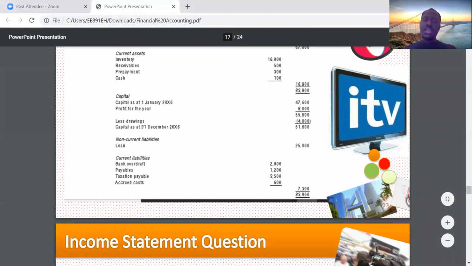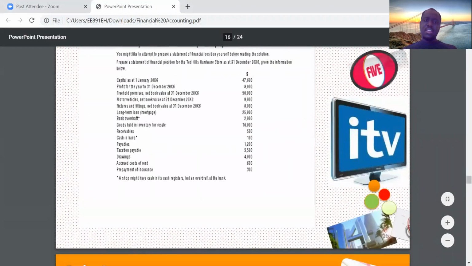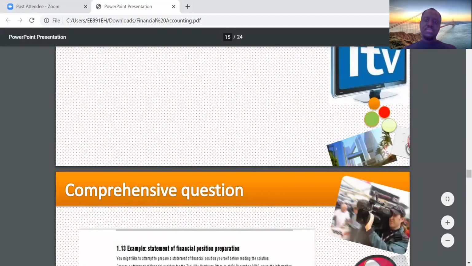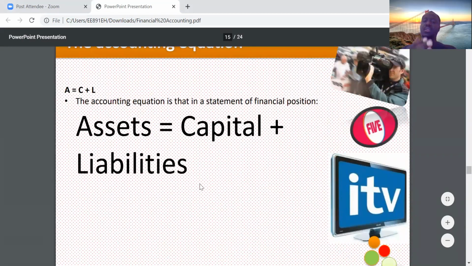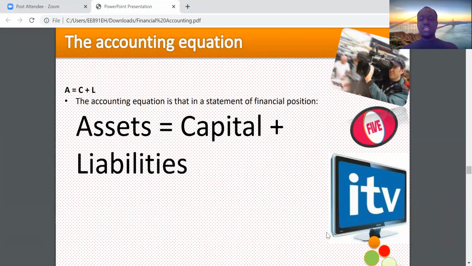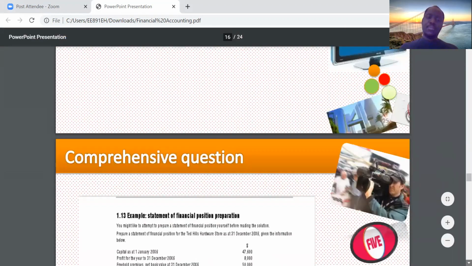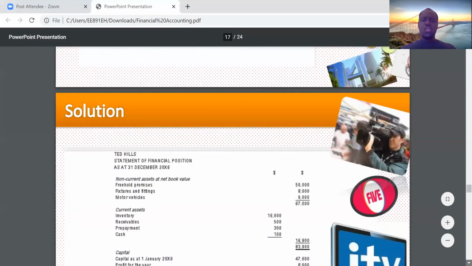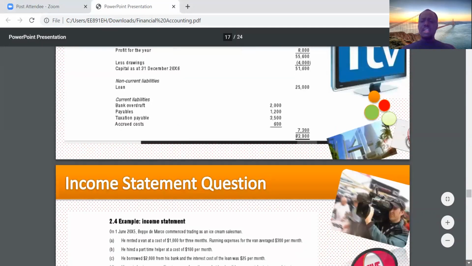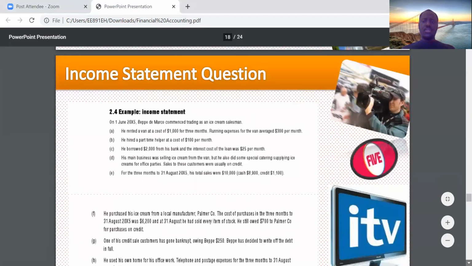If you go back, that was what we were talking about. It's right here. Let me just show you so that you can understand. We talked about assets equal to capital plus liabilities, and that's what we see in the statement of financial position. So I hope that's clear. I hope that's a comprehensive enough example for you to follow. Very, very key. That's an interesting question to follow.